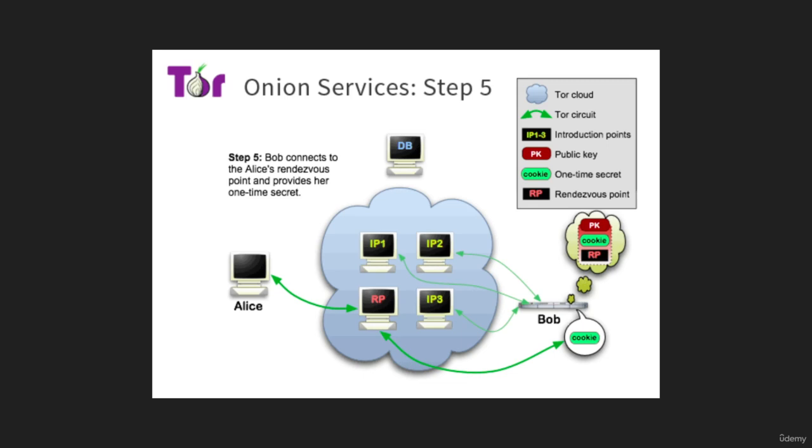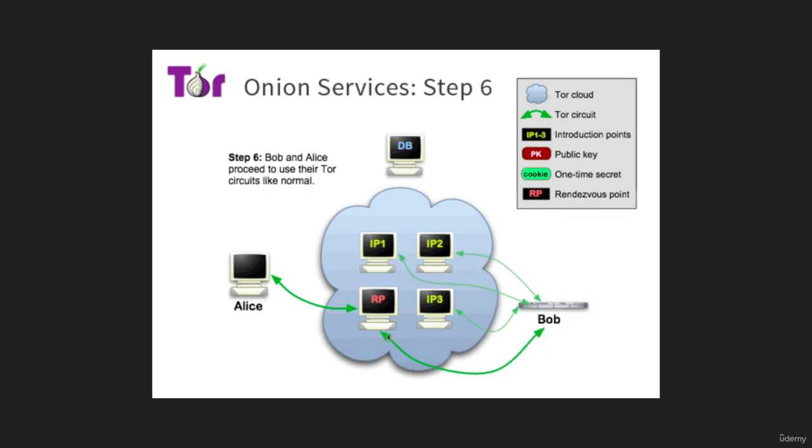So the service creates a circuit to the rendezvous point and sends the one-time secret to it in a rendezvous message. Okay, now finally Bob and Alice proceed to use their Tor circuits like normal. Because the rendezvous point notifies Alice about the successful connection establishment by Bob, after that both Alice and Bob can use their circuits to the rendezvous point and communicate with each other.